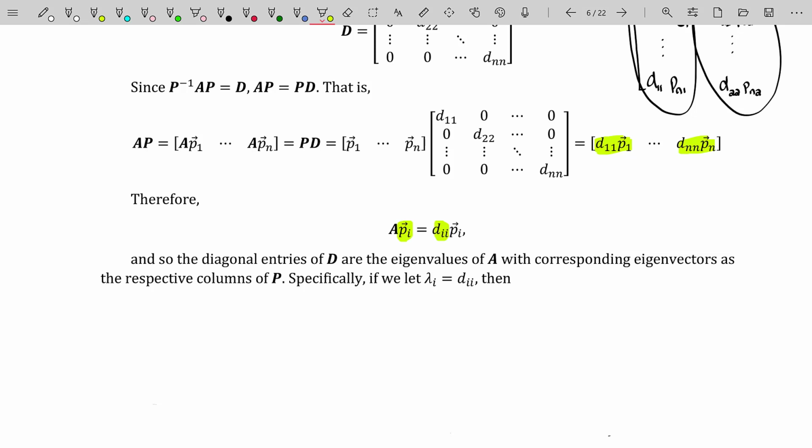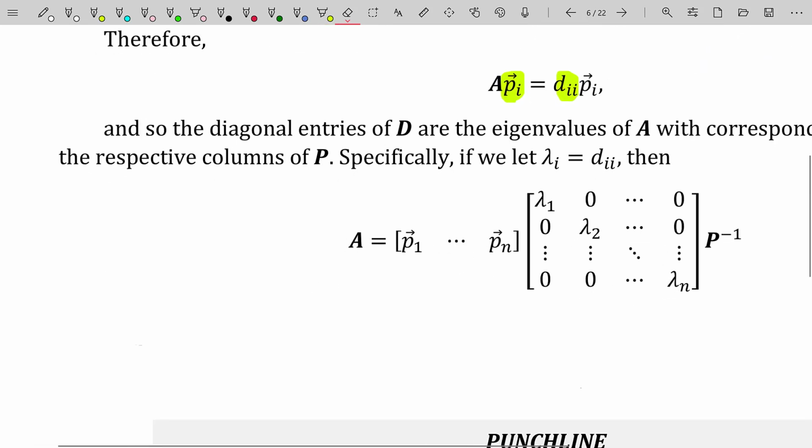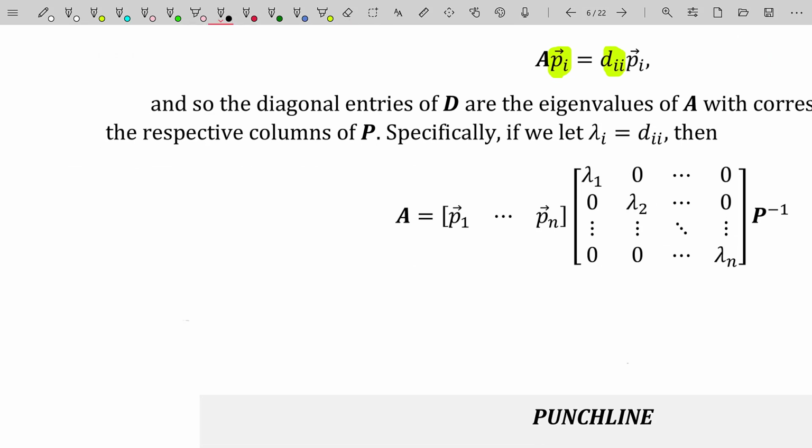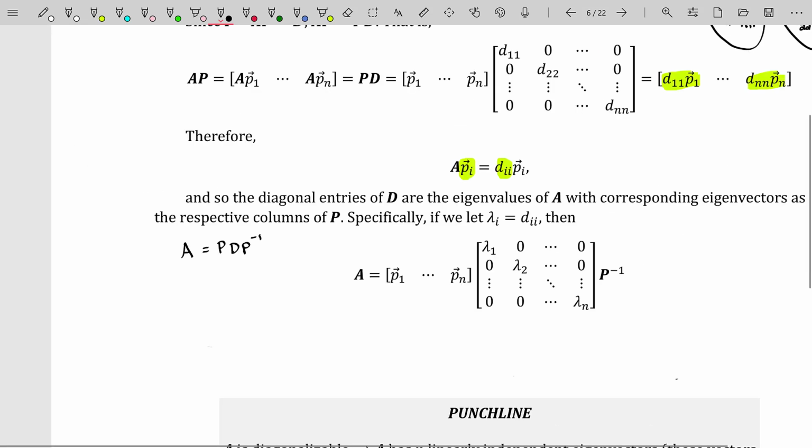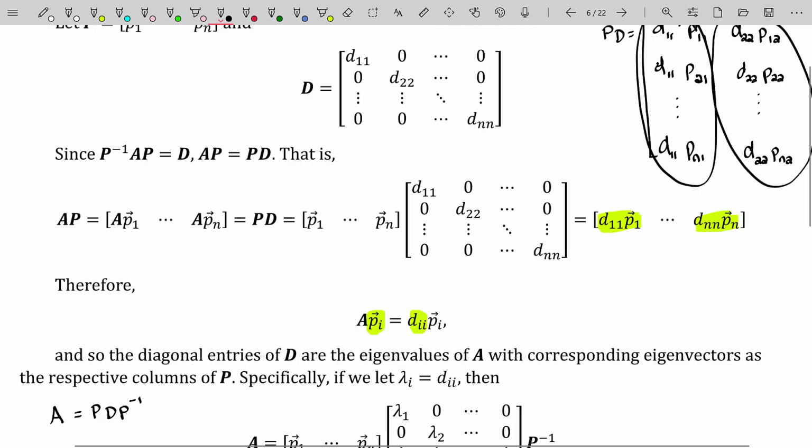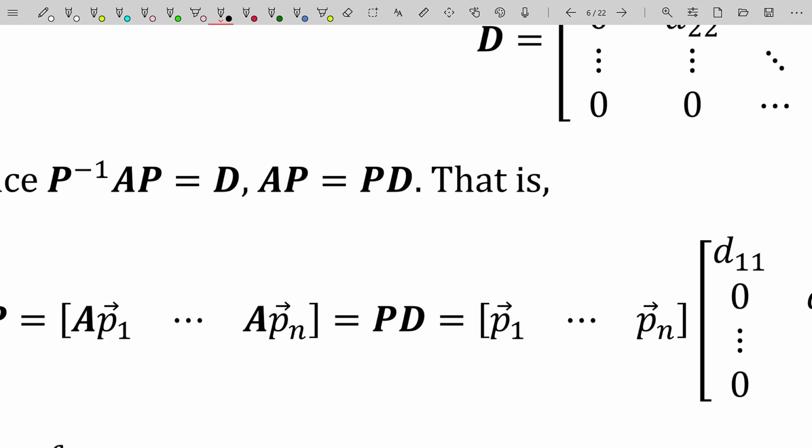Because again, these P sub i's came from P. Specifically, if we let lambda sub i equal D sub ii in our notation, then we get the following. A is equal to P D P inverse. Again, that's from above. I didn't really write it out, but if you multiply on both sides by P inverse, then you'd get A is equal to P D P inverse.